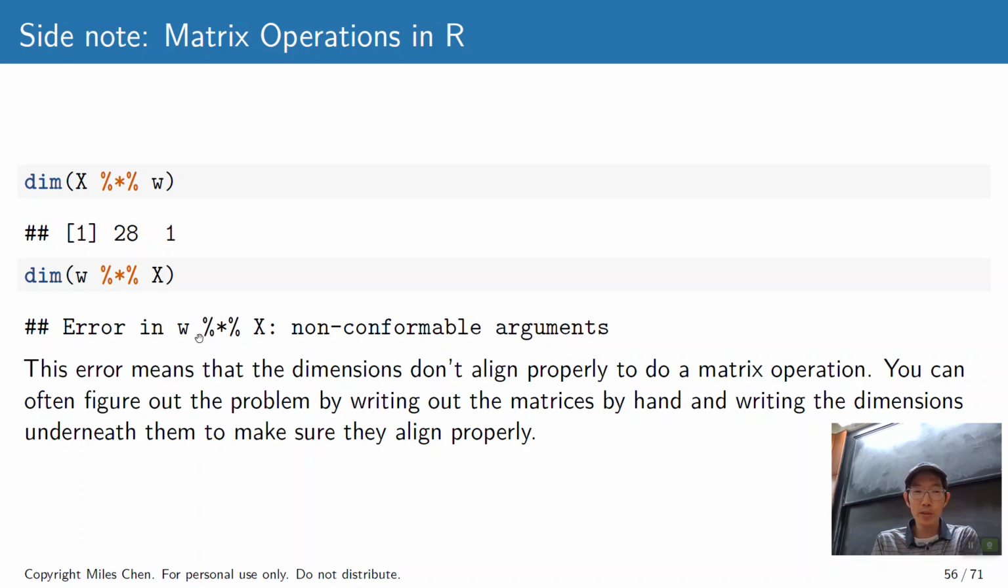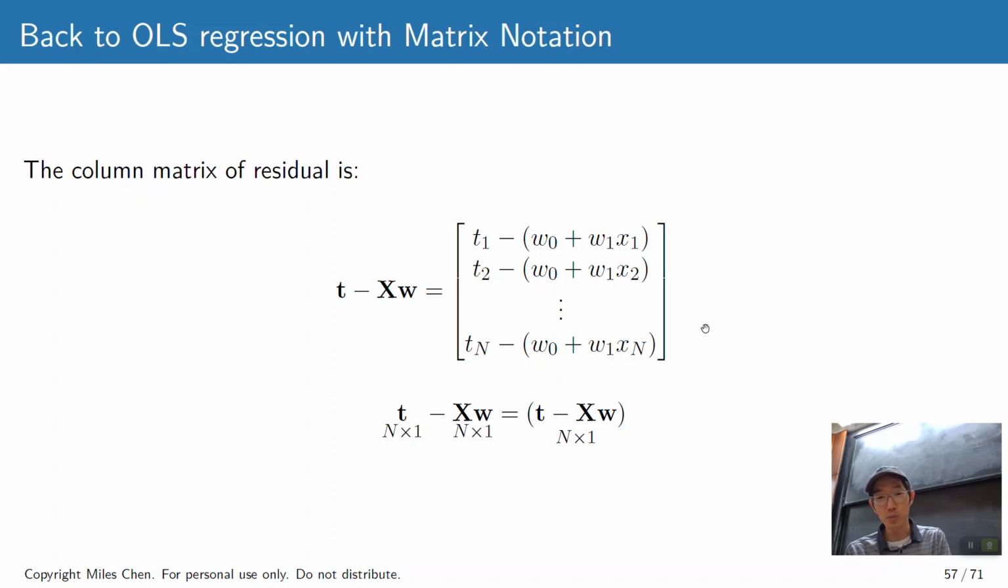So you'd say, okay, well, what are the dimensions of W? Oh, 2 by 1. What are the dimensions of X? n by 2. And you go, okay, yeah, that makes sense why I can't multiply those operations. So if you encounter this error message, that means your dimensions in your matrix multiplication didn't work.